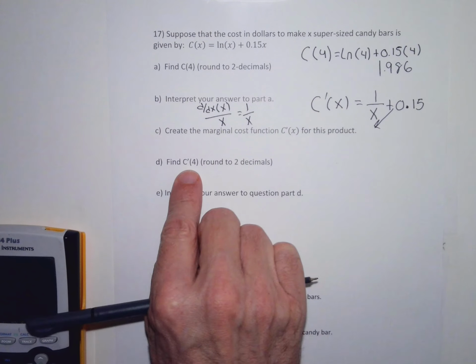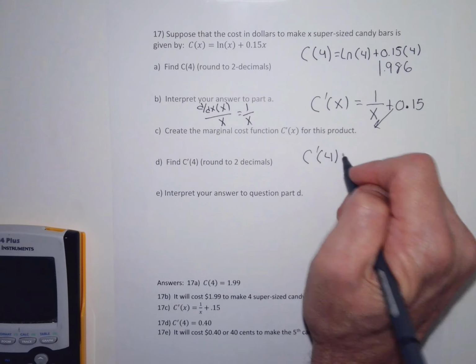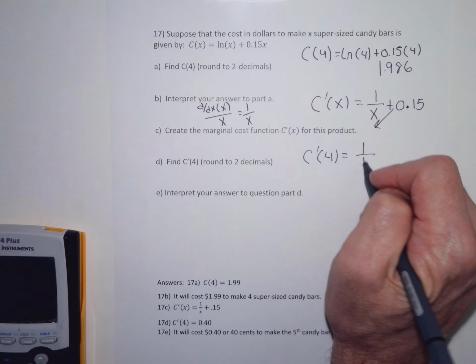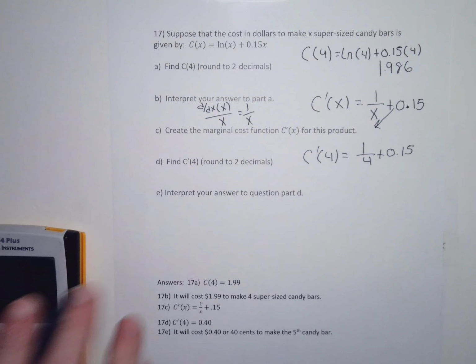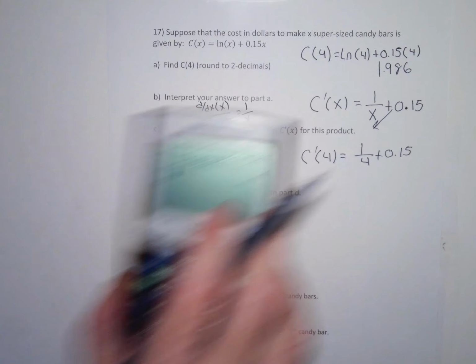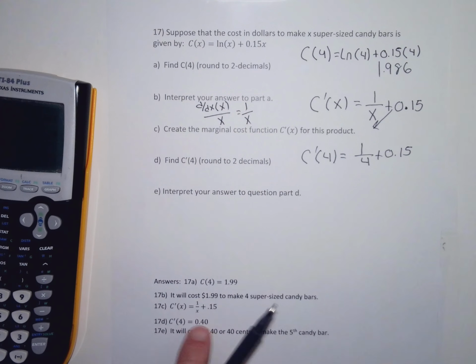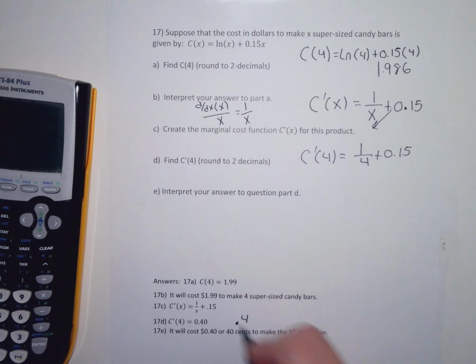Now I'm going to plug 4 into this function and just get a number. So the marginal cost of 4 candy bars is 1 over 4 plus 0.15. That's just plugging in. I think that gives me 40 cents. So 1 divided by 4 plus 0.15. It's 0.4. So my answer to part D, I snuck the extra decimal in there because it was money, but I could have just put 0.4 even without the 0 preceding or without the 0 afterwards.